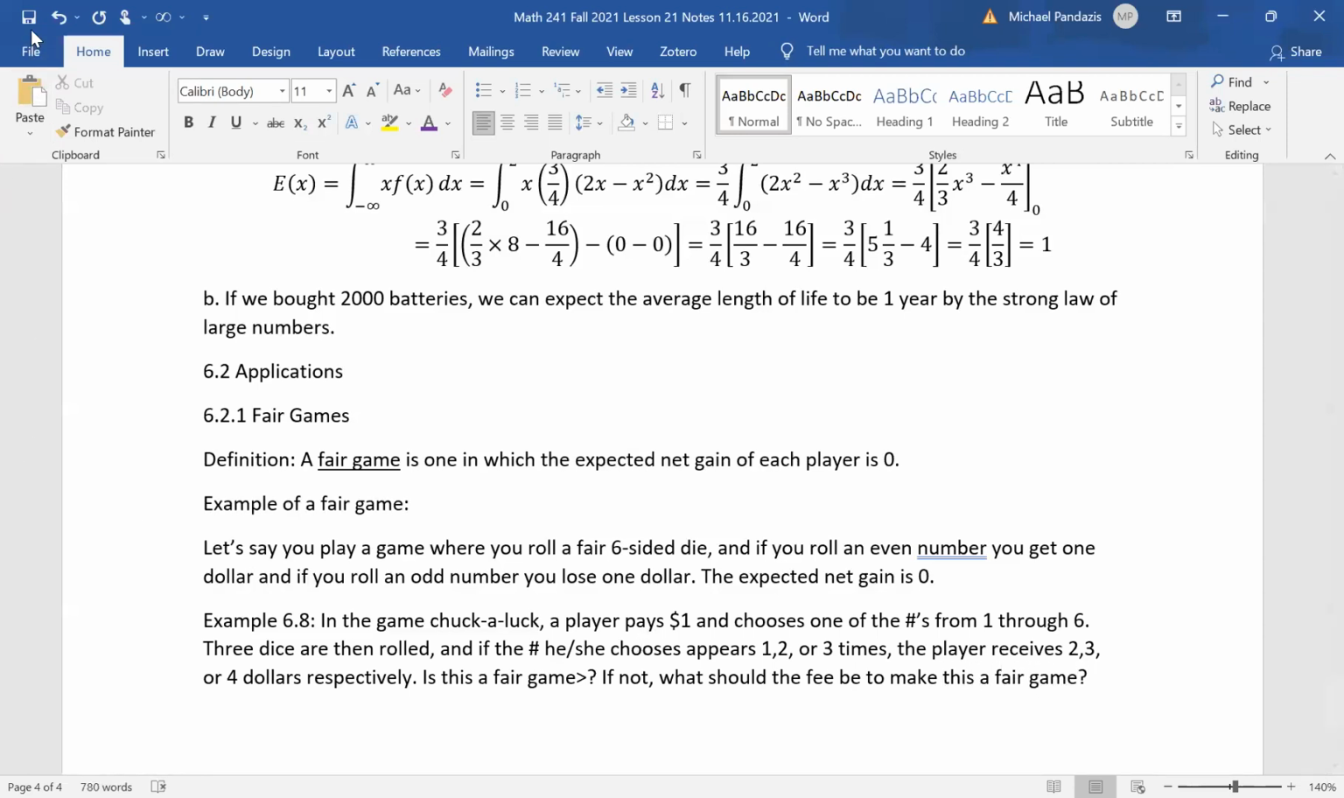If it's not a fair game, then what should the starting price for the player be so that it is a fair game? Instead of paying $1 to play, what is the new amount that would make the game fair?